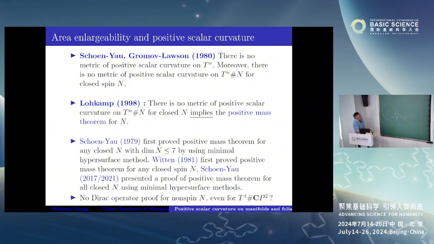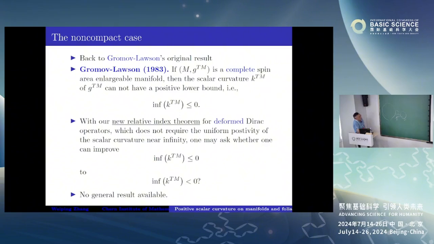Another naive question: going back to Gromov-Lawson's result, they say that on a complete spin area enlargeable manifold, the scalar curvature cannot have a positive lower bound. But in our previous relative index theorem, we have a generalized version, which holds with an assumption on V, not on the uniform positivity of the scalar curvature. So it is a naive question whether one can replace this inequality by this stronger inequality. So far, there is no general result available.